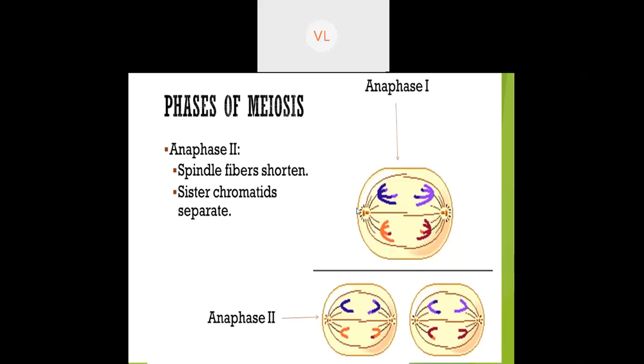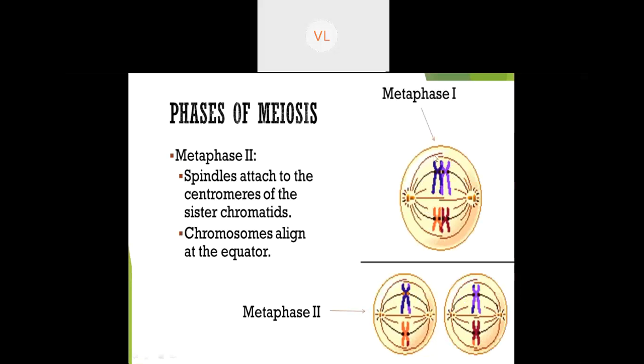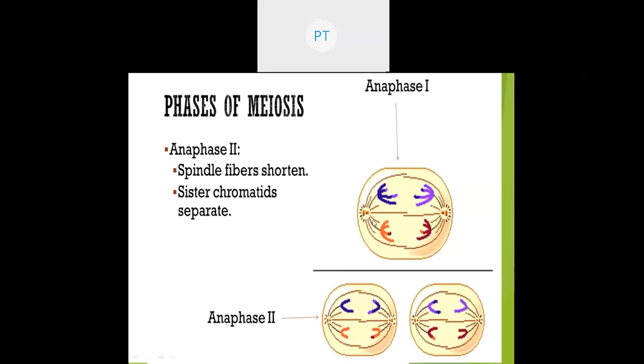Spindle fibers get shortened, and sister chromatids also get separate. Before, in metaphase 1 it was together, isn't it? But in the next phase, in the anaphase, it will get separated. Okay, are you clear? Shall we move to the next phase? Yes, ma'am. What happened? Only Padi Tajo is responding.